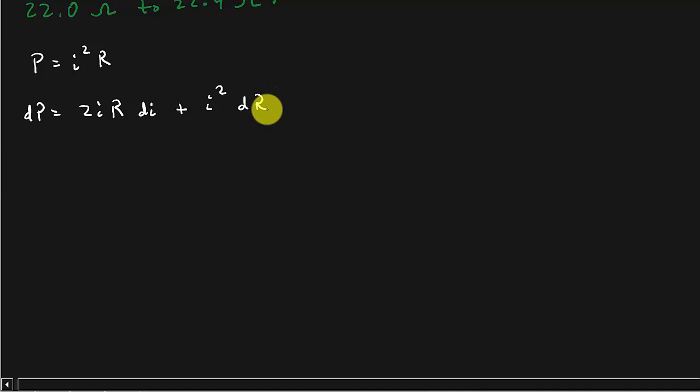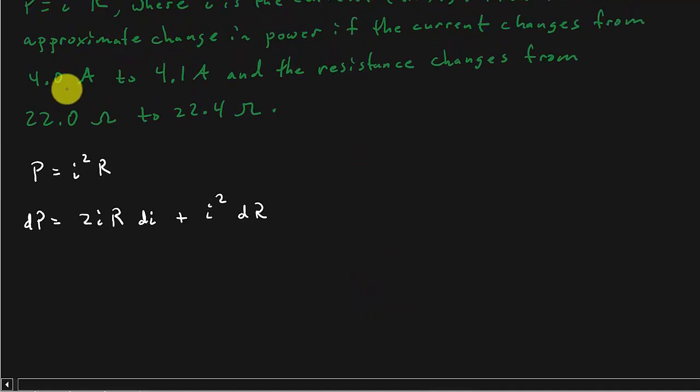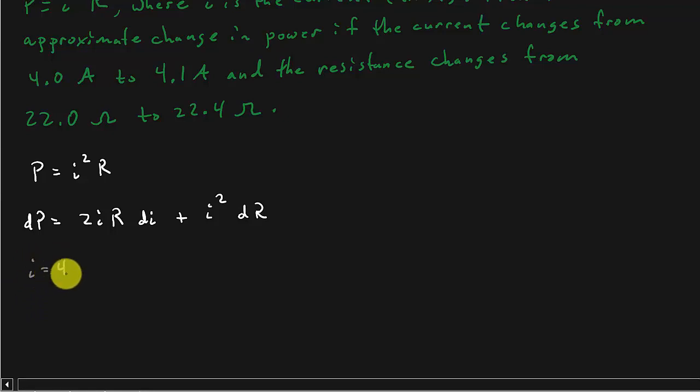All right. Now, what do we have to do? Well, we've got to figure out what we're going to plug in for each of these. I starts out at 4, so I equals 4. And dI changes from 4 to 4.1, so that's 4.1 minus 4, which is 0.1. And then big R changes from 22 to 22.4, so R is 22, and dR is 22.4 minus 22, which equals 0.4.